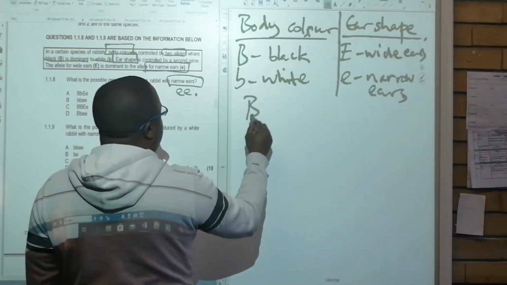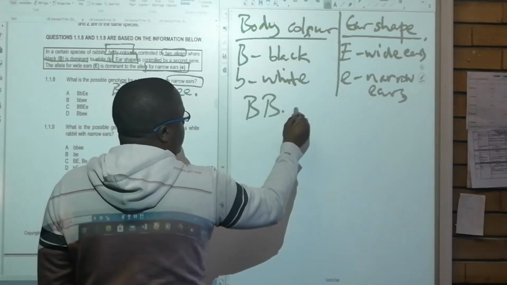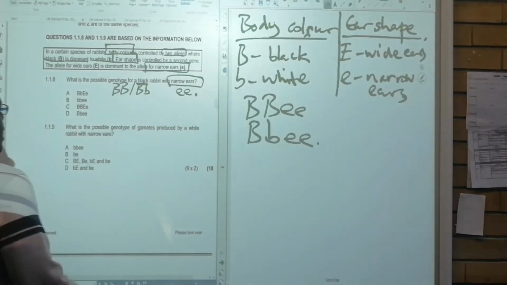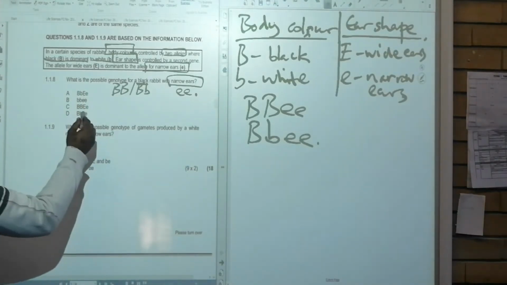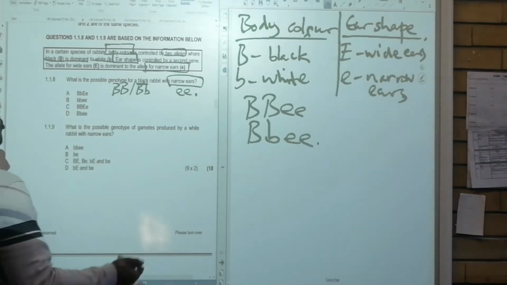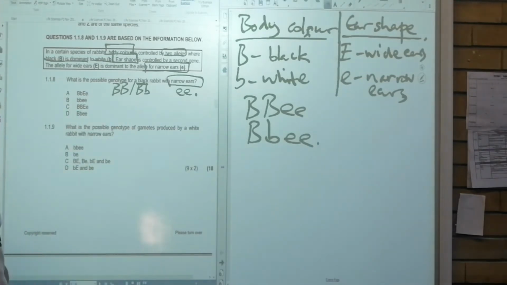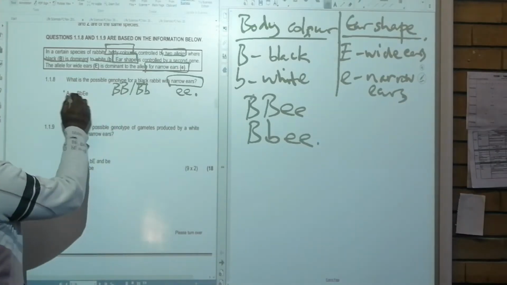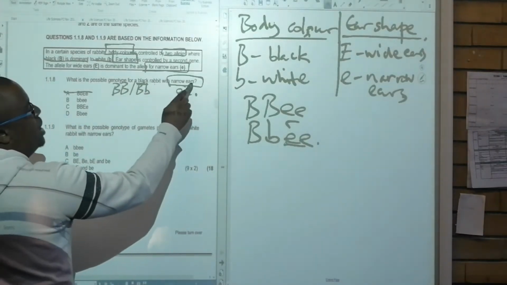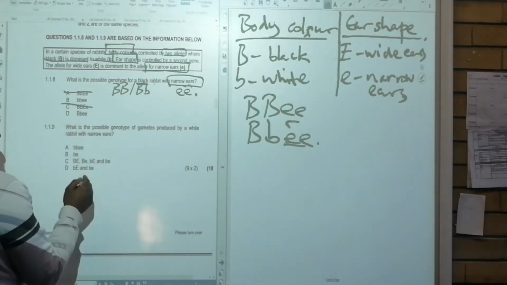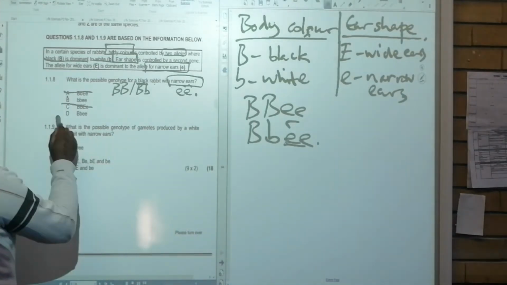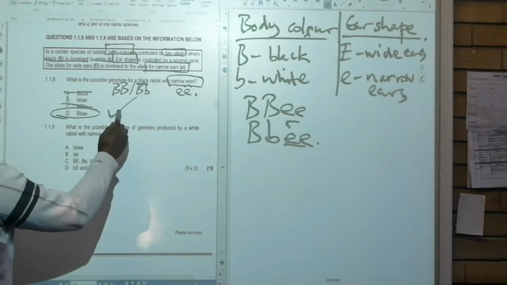Then the possible genotypes are either this for black, this for narrow ears, or this for black, and this for narrow ears. Then I go and check my questions. By a process of elimination, A is out. Why is A out? Because it is giving us white ears. Anything that doesn't have this is out, because we're looking for a black rabbit with narrow ears. So this is also out. Our two options are B and D. Which one matches any one of these? It is D. So D was the answer.